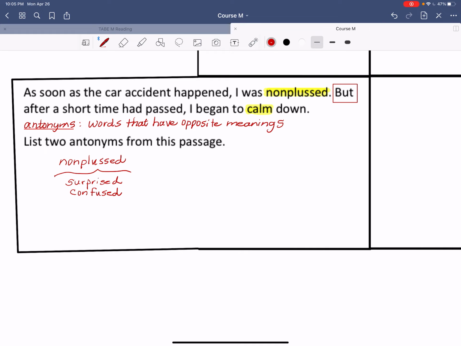And the word calm are antonyms. They are opposites of each other. So those are antonyms. Again, that word but, that conjunction, is a very big clue that antonyms are involved.